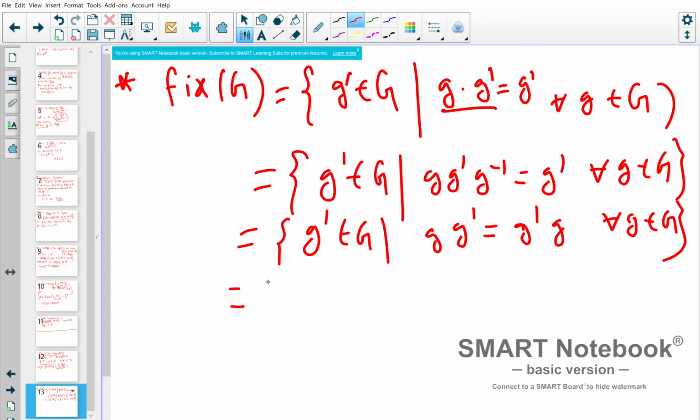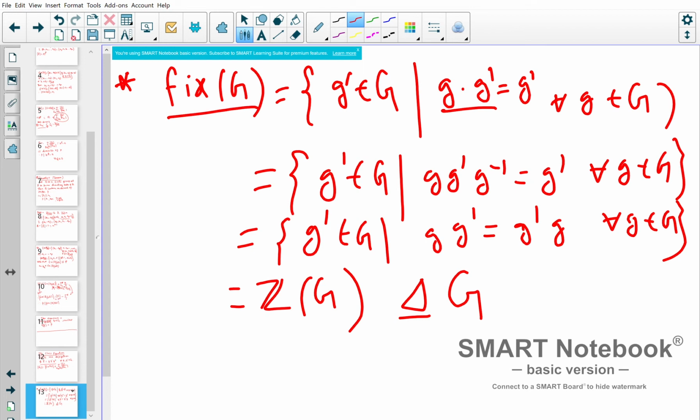Wow, this is nothing but the center of the group G, right? See, whenever you replace these actions by special actions, say conjugation, then the set of fixed points of G under the action will become the center. Obviously, the center has a nice structure. You can prove that this is actually a normal subgroup of the group G. Okay. In general, this fixed point set is collected.